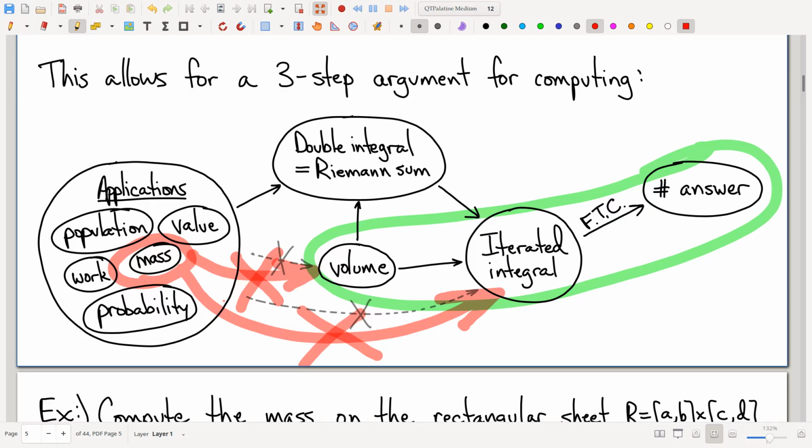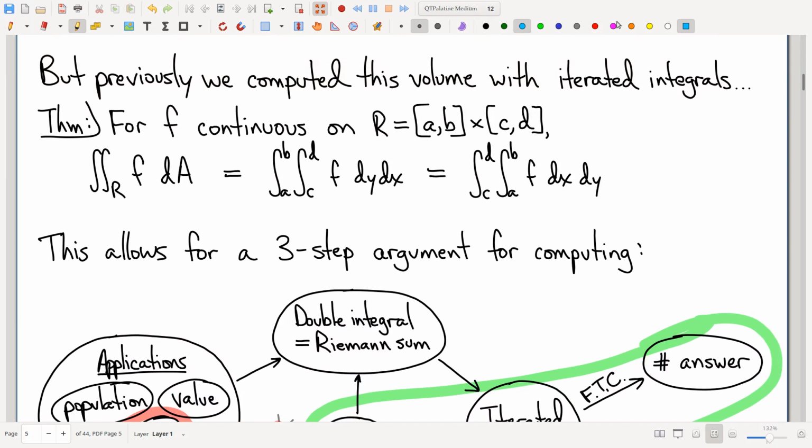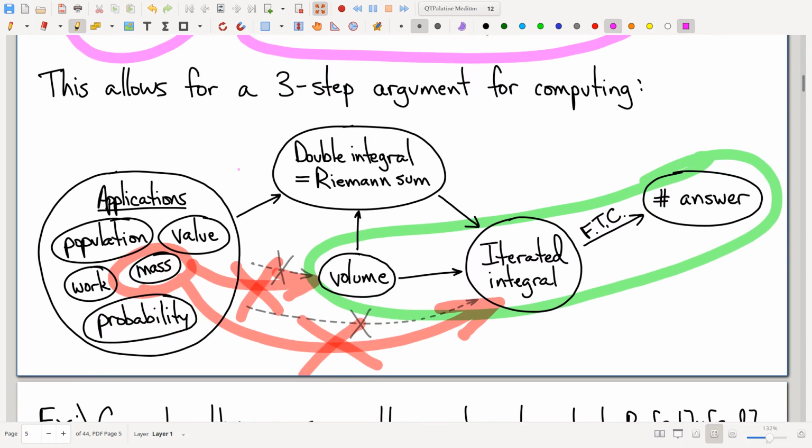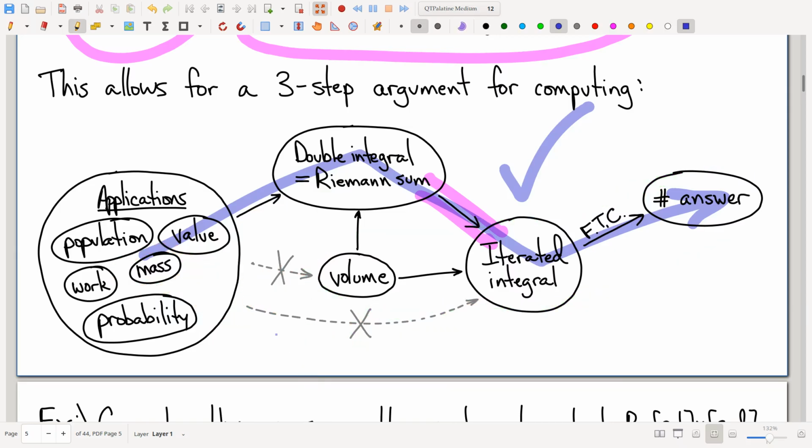So here's what we do. Here's why we care so much that we just showed that double integrals will always give the same value as iterated integrals. It's because that makes this three-step process viable. That's the point. Let me get rid of all the other stuff out of the way, it sort of confuses the picture.